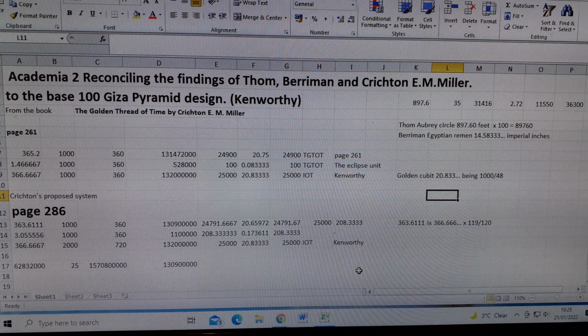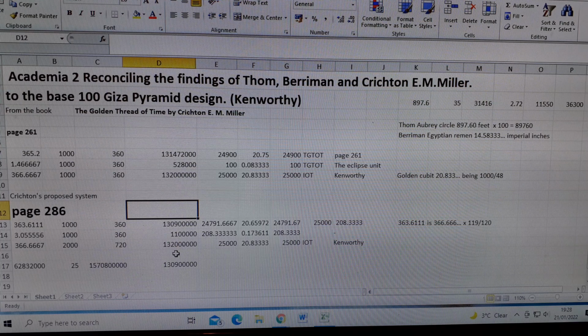But what it says at the top is Academia 2, reconciling the findings of Thom, Berriman and Crichton, E.M. Miller, to the base 100 Giza pyramid design. Well, we've done that, but we've not reconciled Thom and Berriman. And we can do it in one place. We can do it in this cell here.